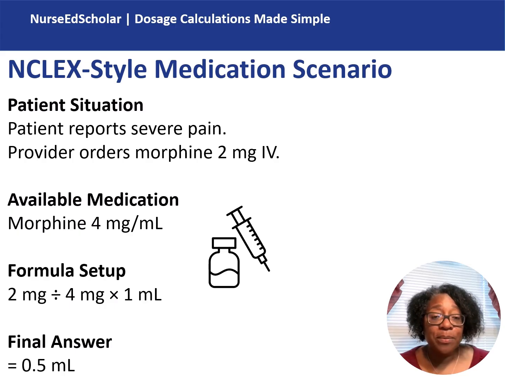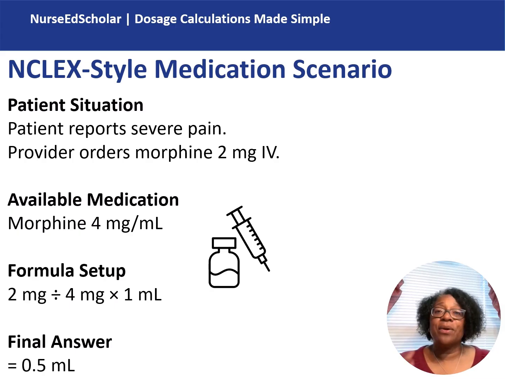And what you have available is 4 milligrams per milliliter. So you're going to take the 2 milligrams, that's what's ordered, and you're going to divide it by the 4 milligrams that you have available. And then you're going to multiply that by 1 milliliter, because that's what you want. What do I give this patient?